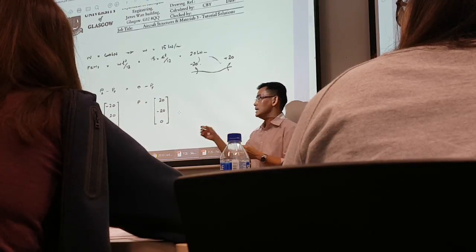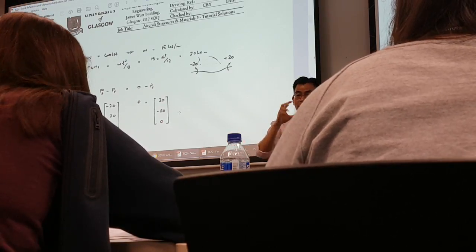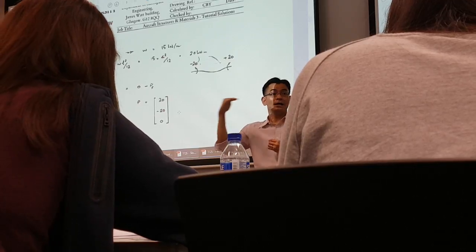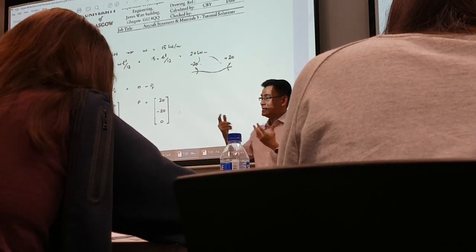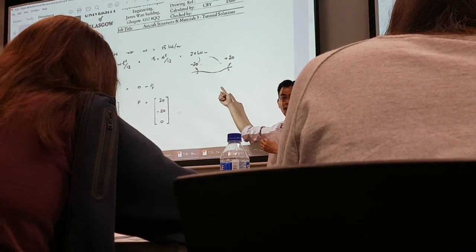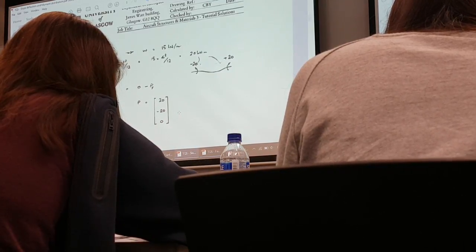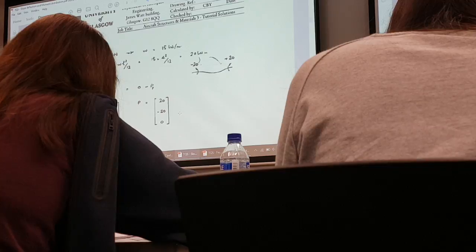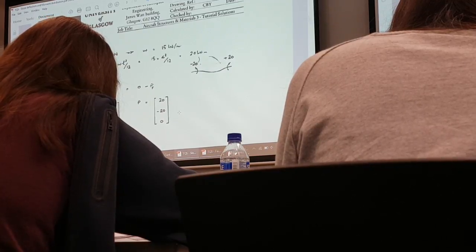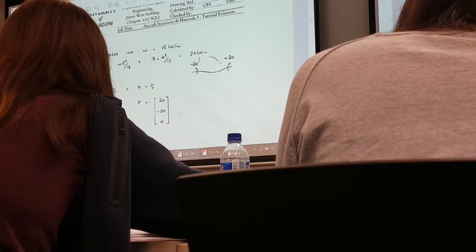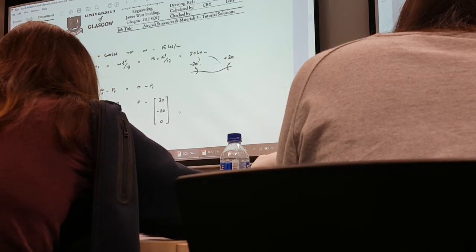Because for this case, the question only says that you have theta B, theta C, and delta, which is in a horizontal direction, you have to find out whether there are any horizontal forces. For this case, there's no horizontal force. That's why the third component of this P matrix is 0. So this is only half of the question.